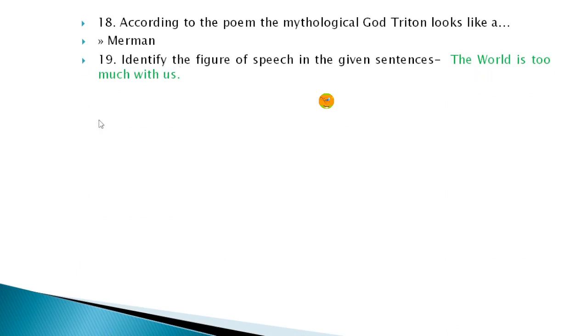Next, identify the figure of speech in the given sentences. The world is too much with us. Look at the sentence. The world is too much with us. Here the figure of speech is alliteration, repetition of the same sound.